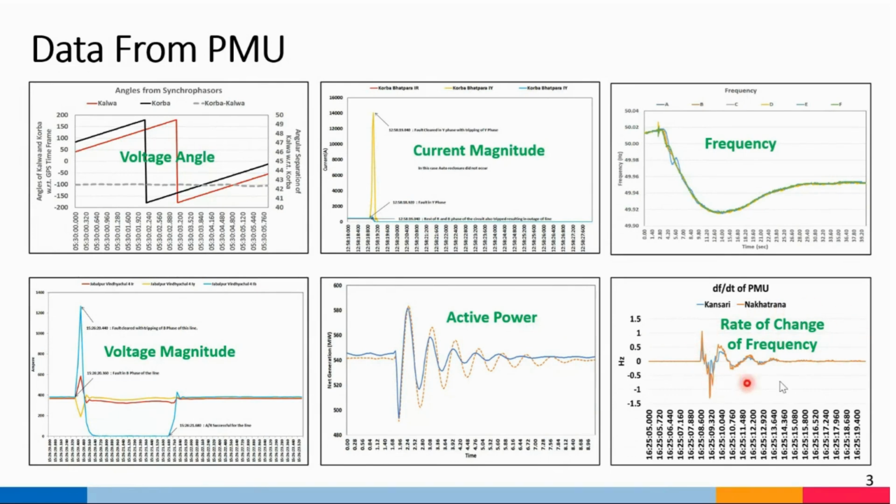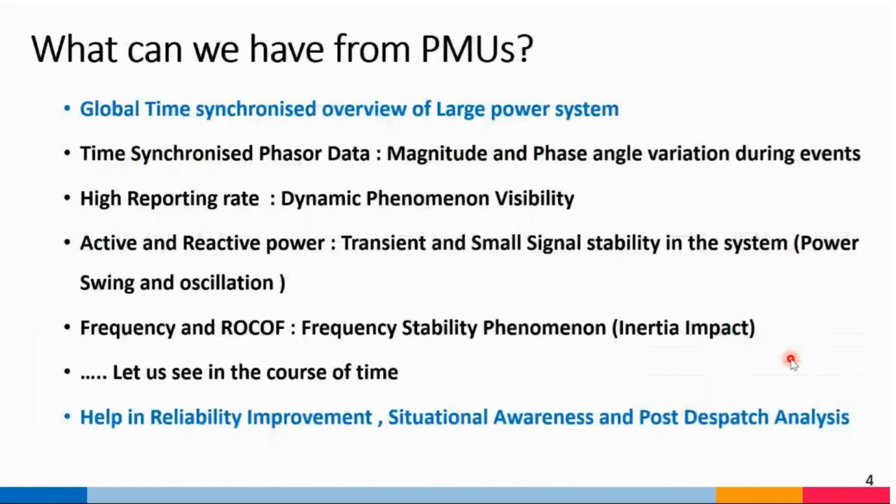Then you can see rate of change of frequency. There are different protection schemes that are enabled on the rate of change of frequency. So during any event, whether the rate of change of frequency was within the limits or not. So these are some of the inputs, and you can see a good quantity of dynamic information of the power system becomes available to the system operator through these Synchrophasor devices.